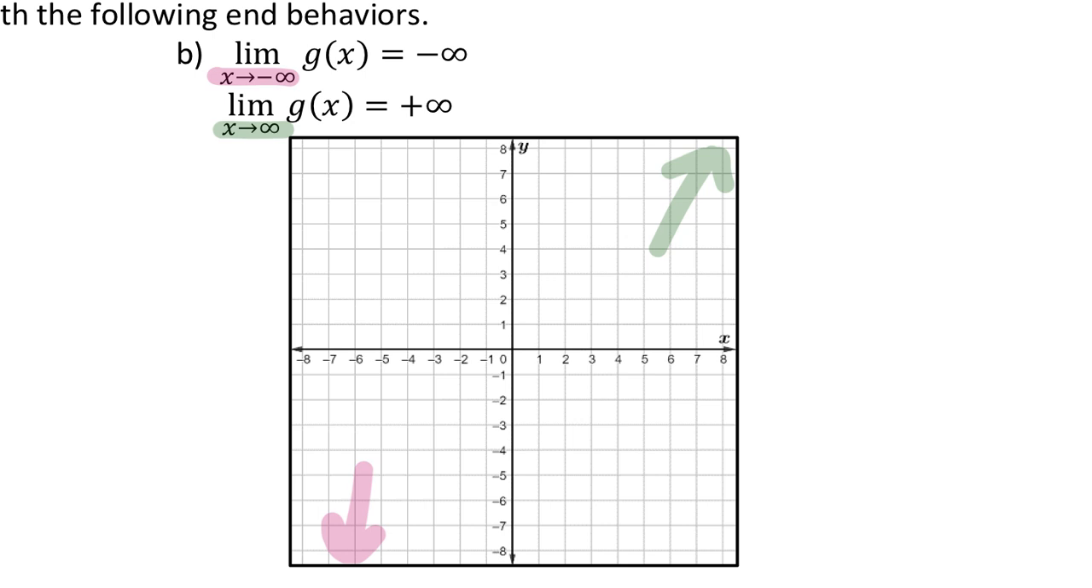Now again, this is all we know about this function, is that its end behavior should go down on the left and up on the right. It could be a big old linear function, a straight line. It could be a cubic function. It could be anything, any sorts of maxes and mins in between, because all I know is that on the left it has to go down and on the right it has to go up. That's the only information I have at this point.